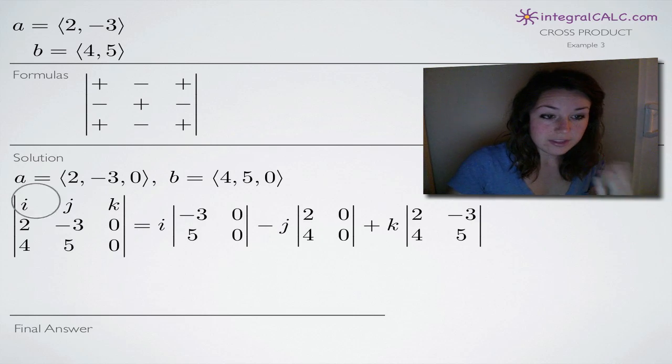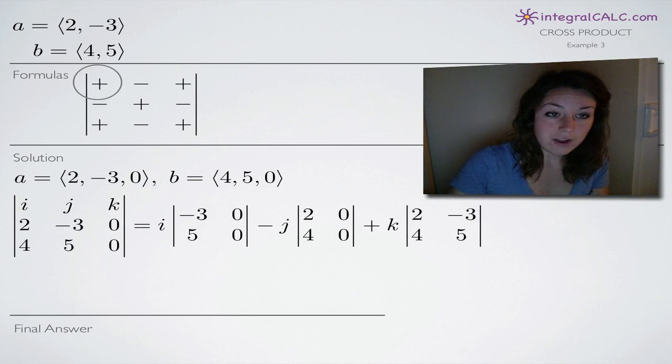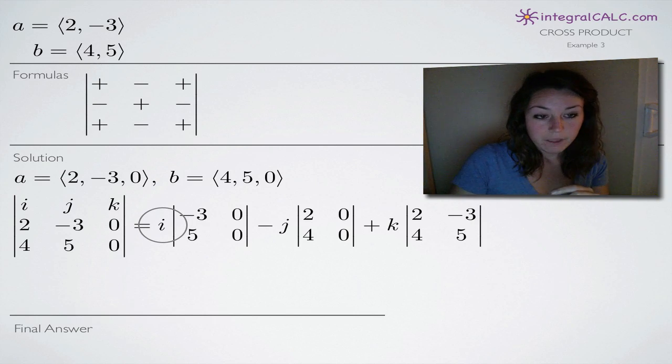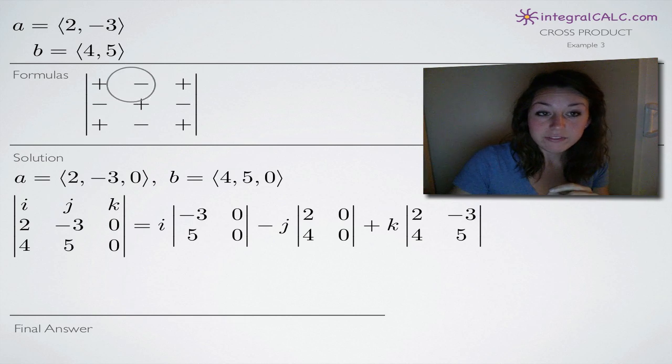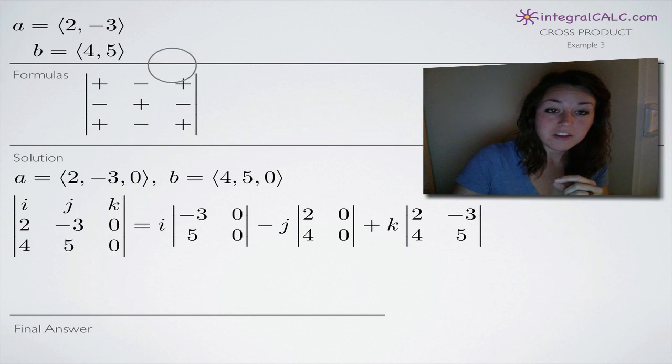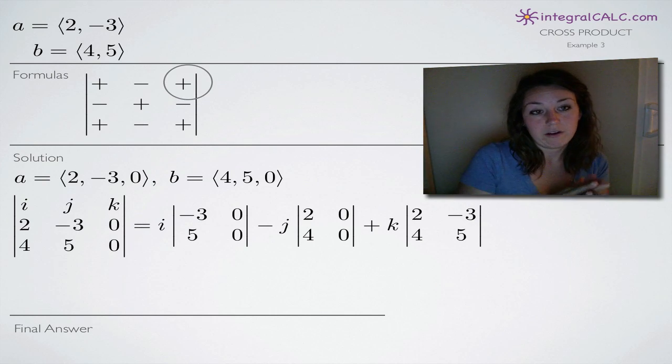And so as you can see, since i is in the upper left and we've got a positive sign in the upper left, i here is going to be positive. Because j is in this second spot right here and we have a negative sign there, j is going to be negative, and k is positive because k is in that last position and that's a positive sign based on our matrix that we built. So that's how we know the signs of i, j, and k.